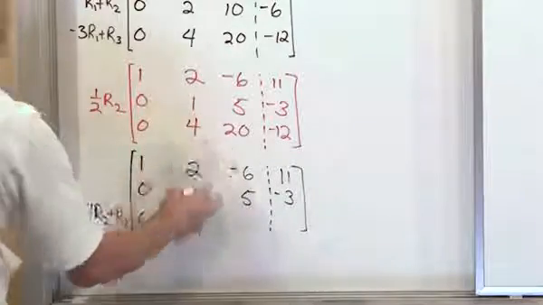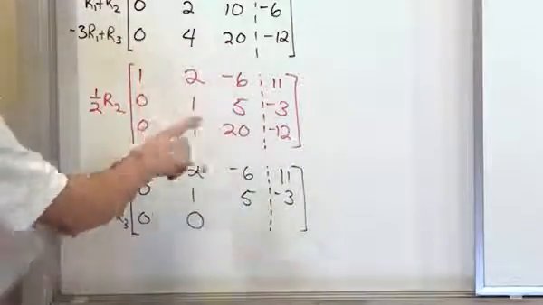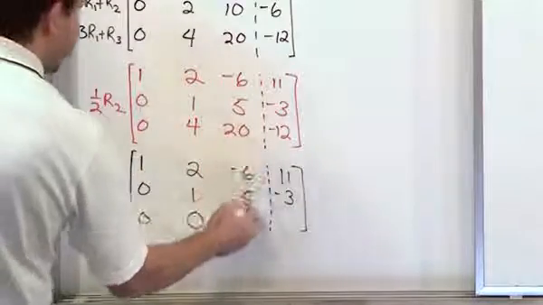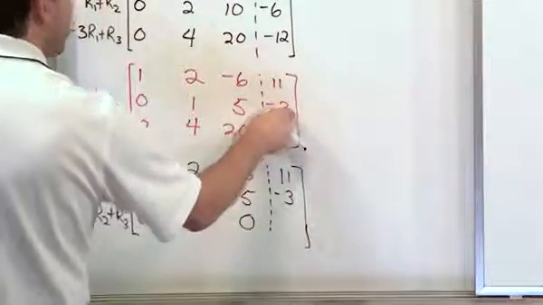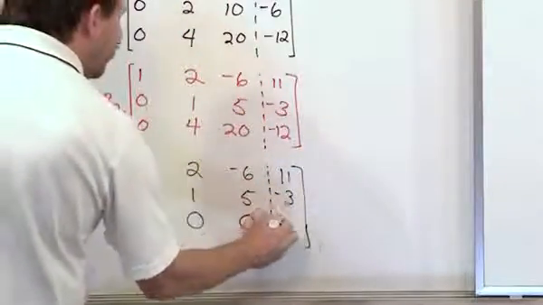Negative 4 times this, add it here, gives me 0. And now pay very close attention to what happens. When I multiply this by negative 4, I get negative 20. I add it to this, I get a 0. When I multiply this by negative 4, I get positive 12. I add it to this, I get 0.